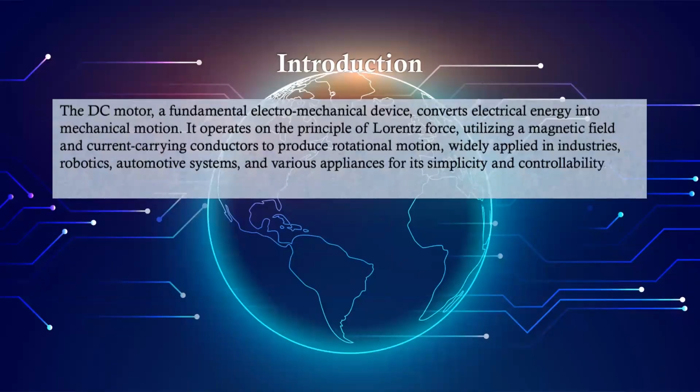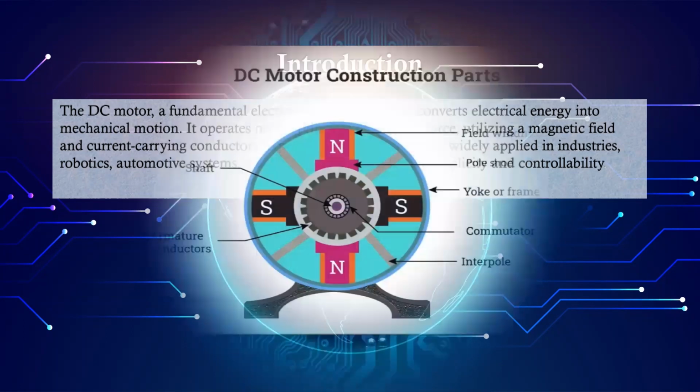My first topic is the introduction of DC motor. A DC motor is an electrical machine that converts electrical energy into mechanical energy. In a DC motor, the input electrical energy is direct current, which is transformed into mechanical rotation.